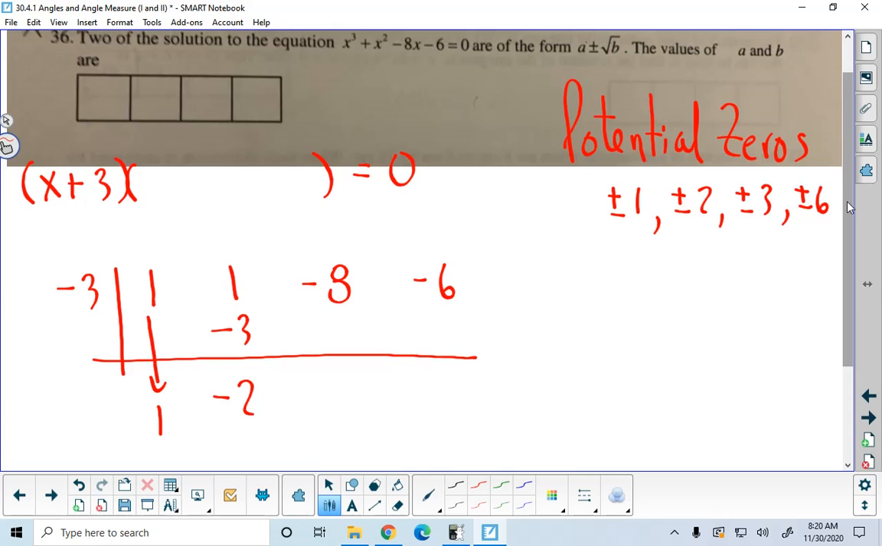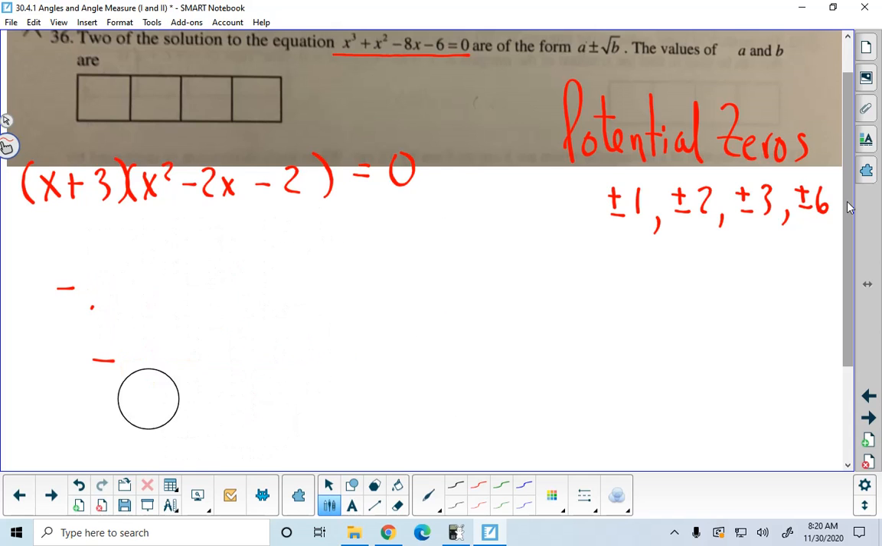When I multiply -3 and -2, it gives me 6. Added to the -8 gives me -2. When I multiply again, it gives me +6 with a remainder of 0, and that's good. And what that means is that the equation here is the same as x plus 3 times x squared minus 2x minus 2. So the solutions to this equation will be values of x that make either of these factors 0. I'm going to get rid of my synthetic division. Doesn't really matter. We've already got the equation.